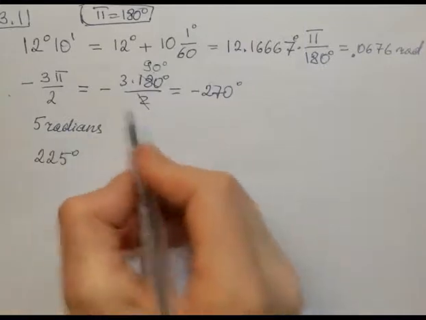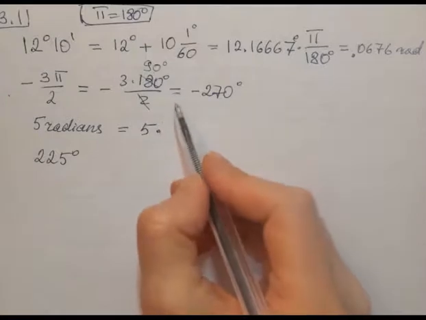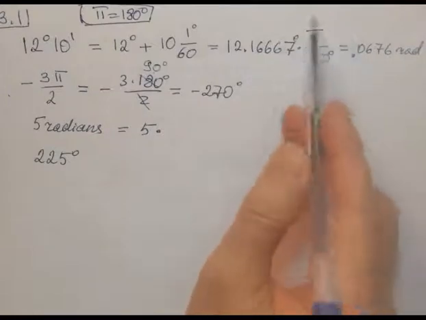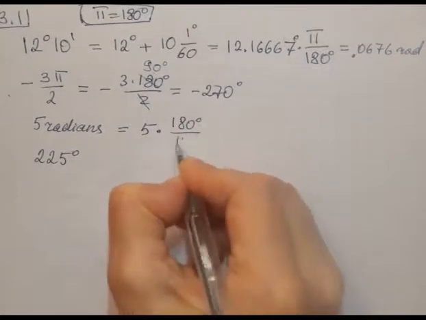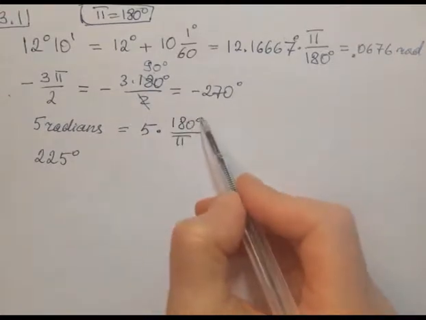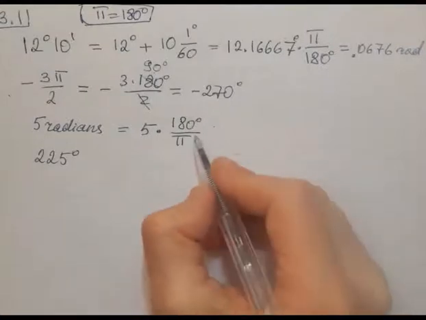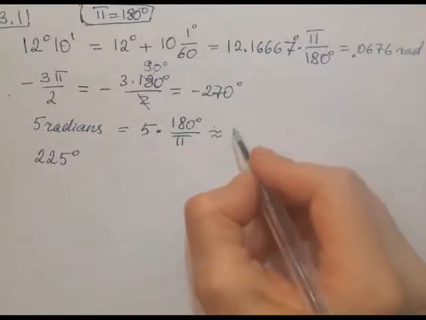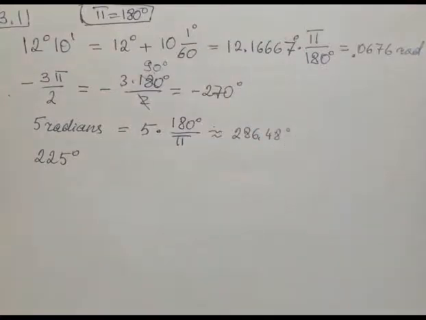Now 5 radians. We must multiply 5 by a similar fraction, but the reciprocal of it: 180 degrees over pi. We want the answer in degrees, so 180 must be in the numerator. Here we need to take a calculator and get the approximation of the answer, 286.48 degrees, approximately.